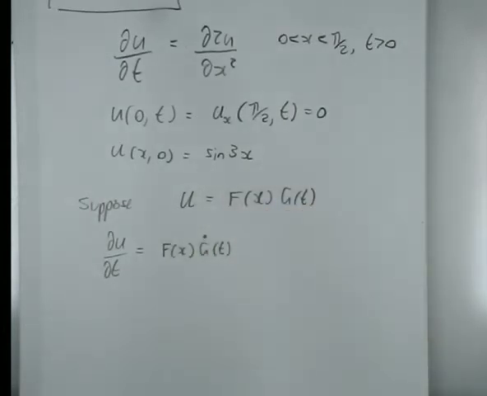I shall use a dot because it's tradition for derivatives with respect to time to be dots. And that's what's in the textbook. When I looked this up in the textbook, they use dots for derivatives with respect to time and dashes for derivatives with respect to x. You can use whatever you like, but this is how I learned it.